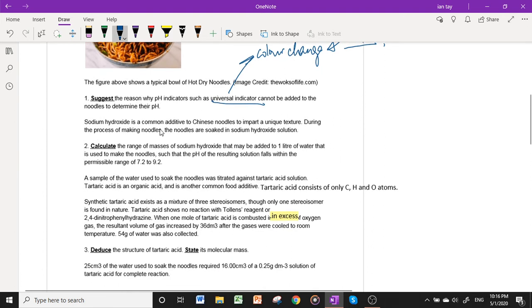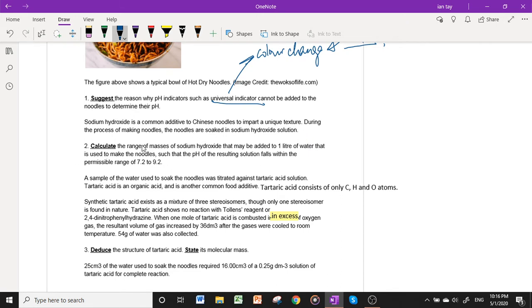So okay, let's read down the question. Sodium hydroxide is a common additive to Chinese noodles to impart a unique texture. And I'm sure that some of you may know those kind of alkaline noodles as yellow noodles, commonly used in soup prawn noodles, Hokkien fried prawn noodles, and braised noodles and other such delicious and delightful noodle dishes. So okay, let's go back to the question.